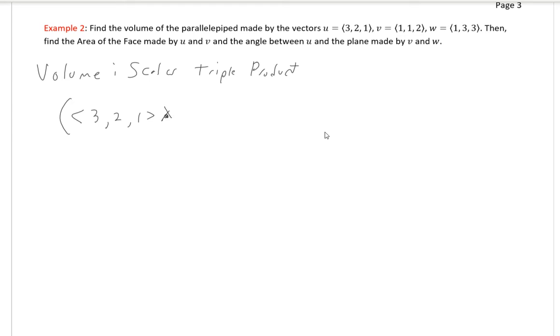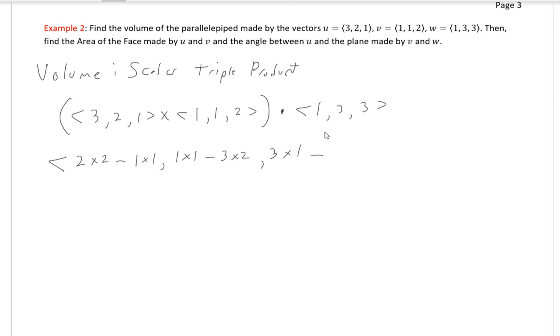Cross product, not dot product, with 1, 1, 2. And I'm going to dot that with 1, 3, 3. This cross product, if you want to do it with matrices, you can. I'm not. I'm going to just do this algebraically. So 2 times 2 minus 1 times 1. And then for the second component, we have 1 times 1 minus 3 times 2. And then for the third component, we have 3 times 1 minus 2 times 1.